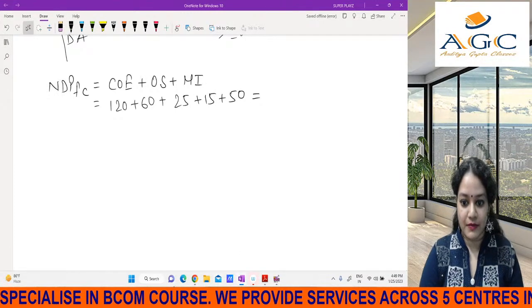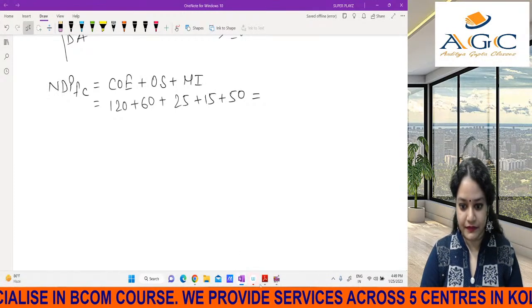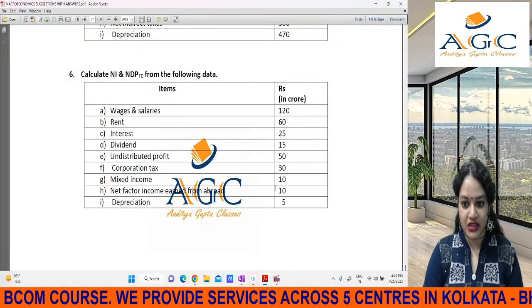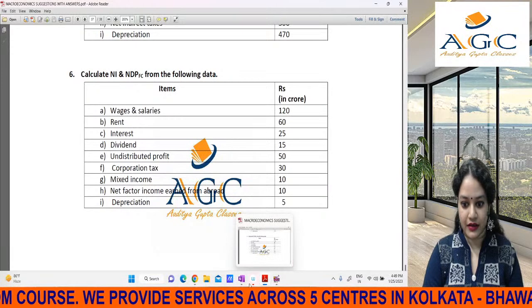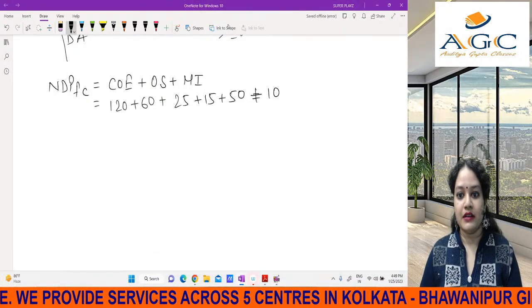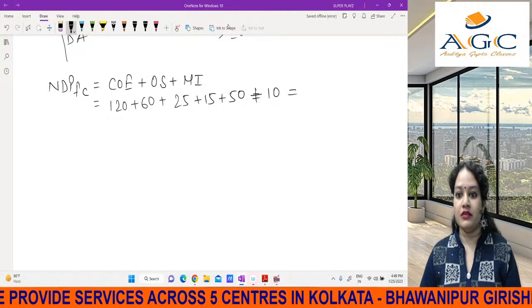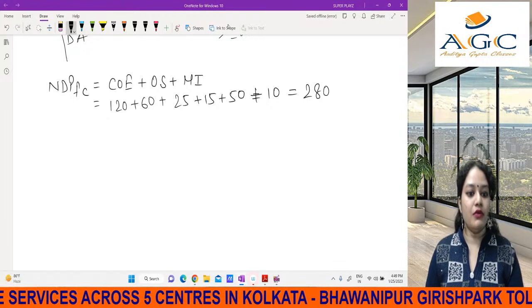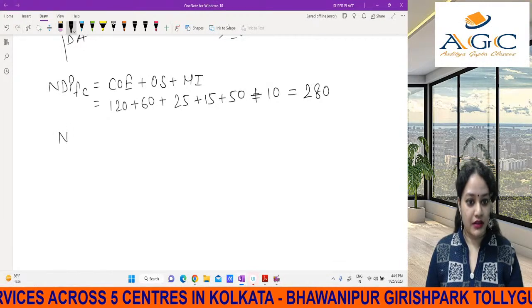Okay, sorry, I missed out one thing. We have to take into account our mixed income as well. Mixed income is here at G, so 10. Okay, so plus 10. What's the total? 280. So the total would be 280, right? Then what do we have to do?